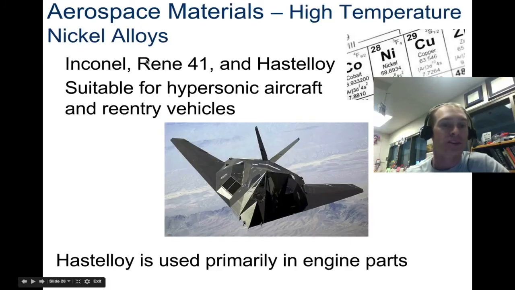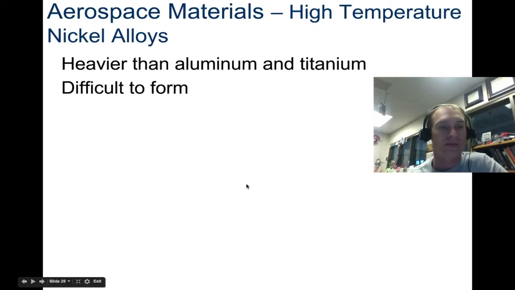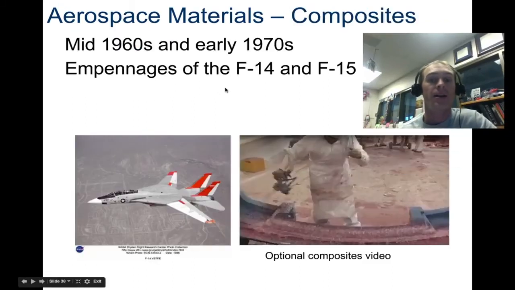Really high temperature nickel alloys, here's a few of them, and these are great for hypersonic aircraft that are getting extremely fast, so they have a lot of drag, and they get really hot through the atmosphere. And this one, Hastelloy, is primarily used in these engine parts. So again, some of these are heavier than aluminum or titanium, difficult to form, but they're really great at heat resistance. So now let's look at some composites.